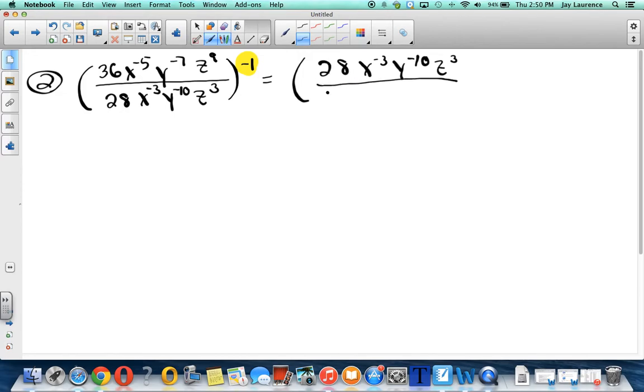That wouldn't be the reciprocal. The reciprocal is when the denominator becomes the numerator and the numerator becomes the denominator. So I don't want to change any signs on any exponents.